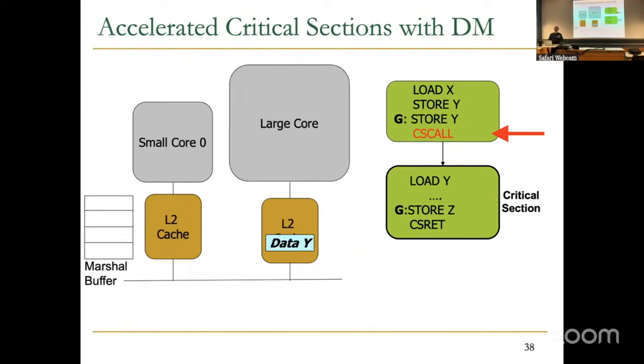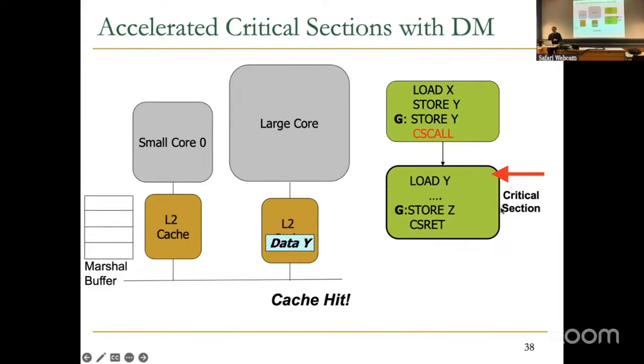Well, depending on which one you want to push the data in, right? Ideally L1 actually in this case, but we're showing L2s over here. Hopefully when the critical section starts executing on the large core, it gets a cache hit when it does a load Y, right? It all depends on, of course, the distance, but you start the access earlier.